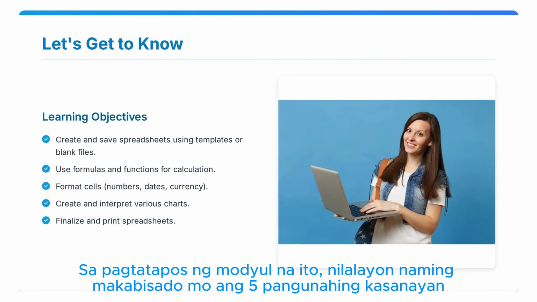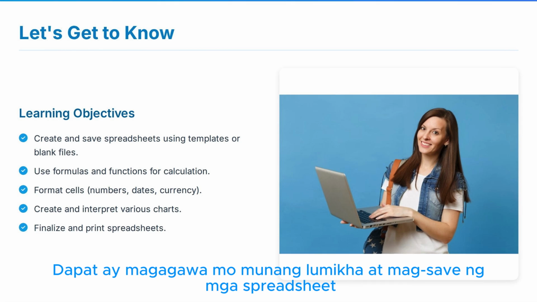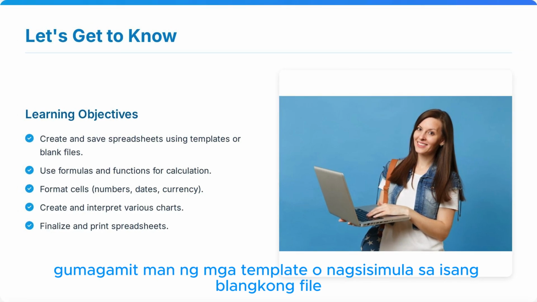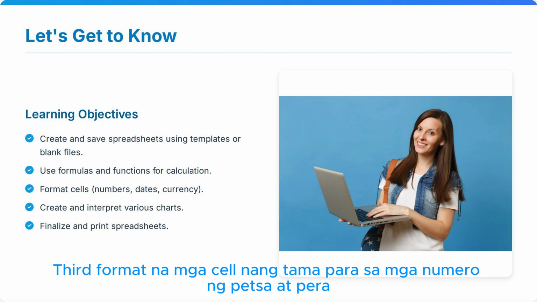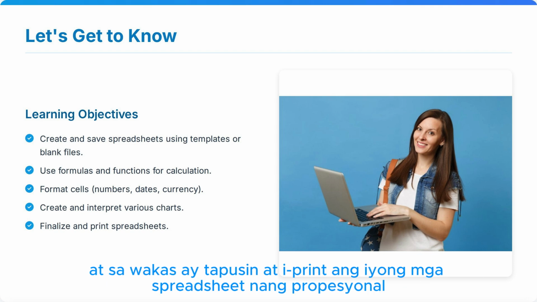By the end of this module, we aim for you to master 5 key skills. You should be able to, first, create and save spreadsheets, whether using templates or starting from a blank file. Second, use formulas and functions effectively for any calculation. Third, format cells correctly for numbers, dates, and currency. Fourth, create and interpret various charts to visualize your data. And finally, finalize and print your spreadsheets professionally.